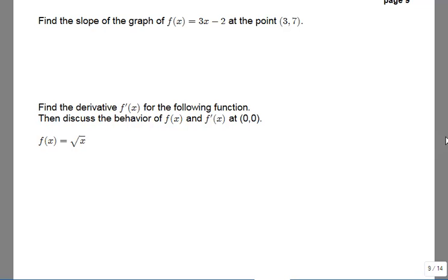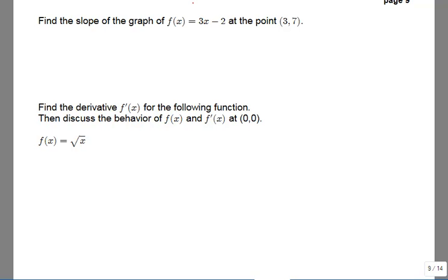Okay, let's take a look at this example here. Find the slope of the graph of f of x equals 3x minus 2 at the point (3, 7). Now I didn't leave a lot of space here to do a lot of work, because on this particular example we shouldn't have to rely on that limit definition of the derivative if we really truly understand what it means to ask for the slope of a graph.